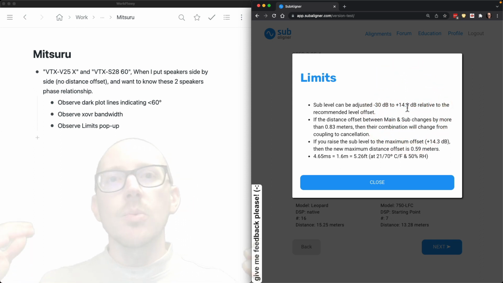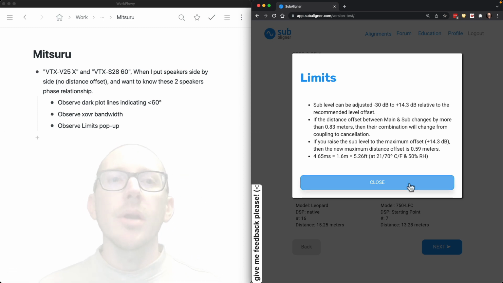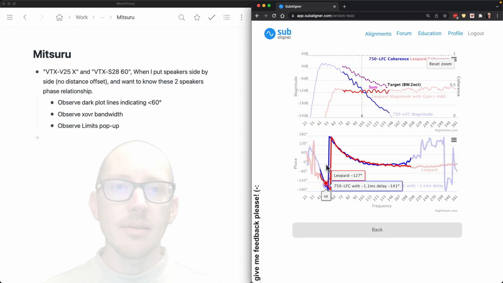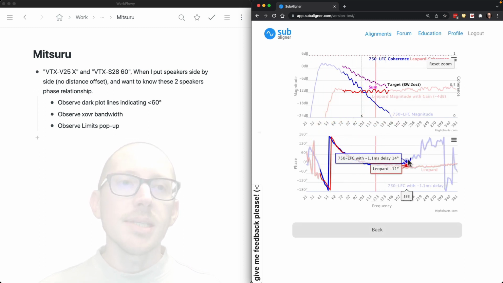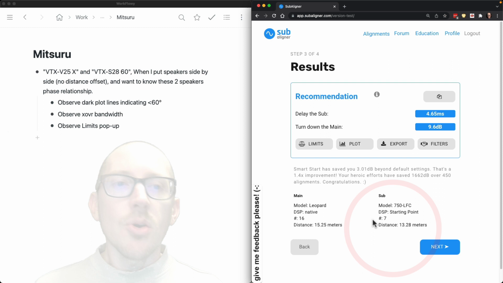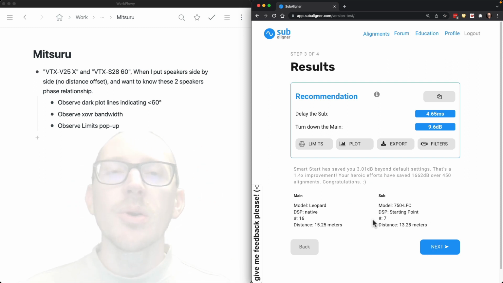Normally we think that we do our crossover alignment and then we can't touch anything, can't change anything. But if we know where our corridor of 60 degrees lies, which is why I was pointing this out to you, then we can see how far up or down we can go later on and still maintain our alignment. So Mitsuru, I hope that's helpful for you.